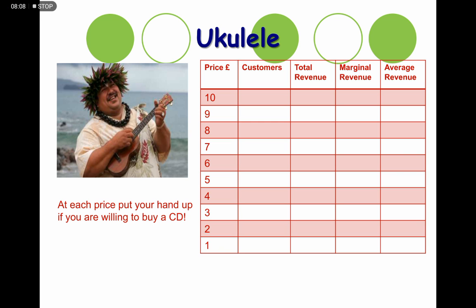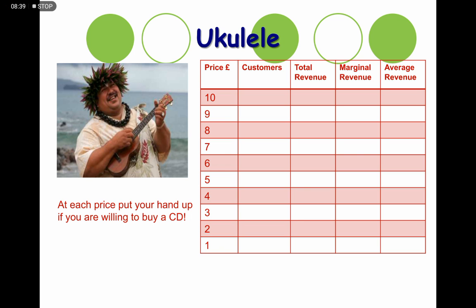Now normally I would ask people to put their hands up, but I can't imagine you doing this. I know you're all clamouring to pay £10 for one of my ukuleles. What we'll do is a survey and say, okay, if the price is each of these levels, how many people would want to buy one? We'd fill that in on the whiteboard, and I'd ask students then to work out the total revenue. So that will be the price multiplied by however many we're selling, how many customers we've got. That will be the total revenue.